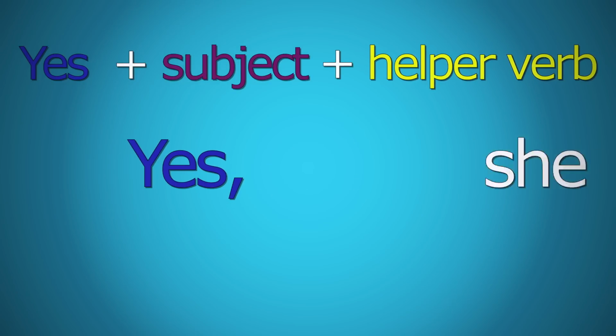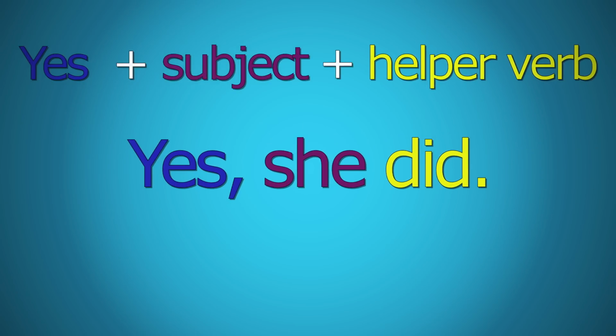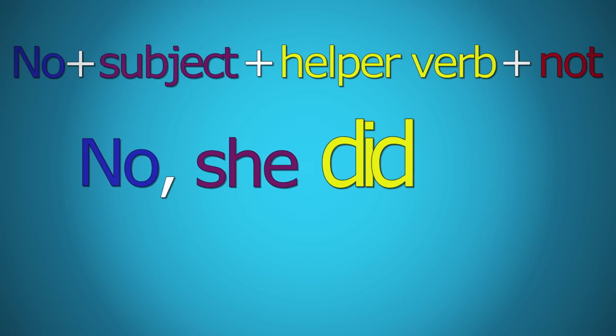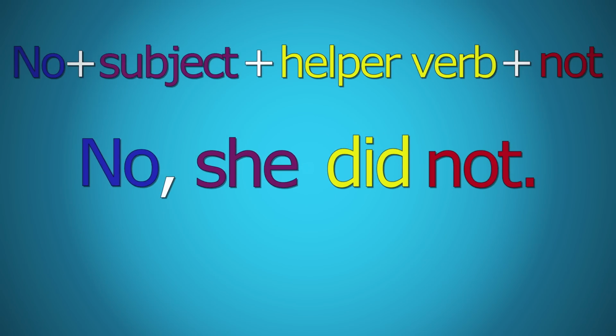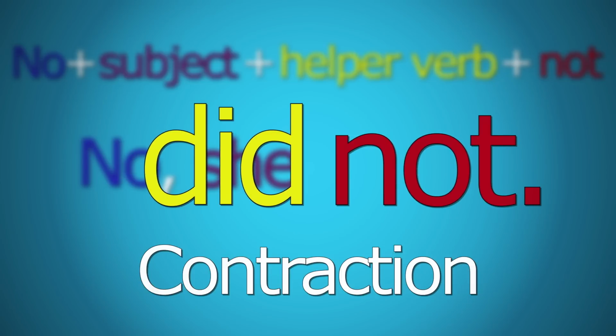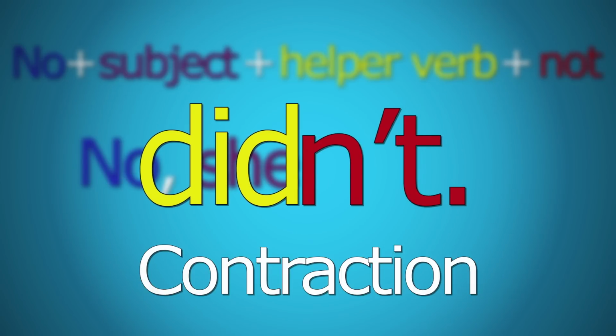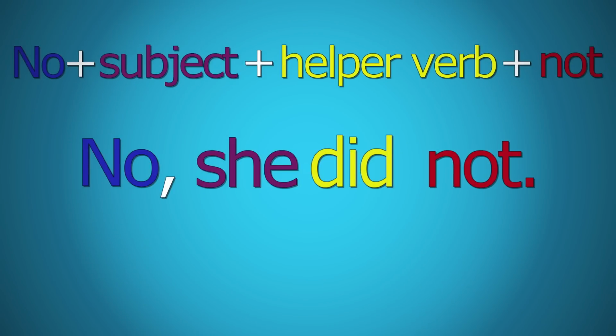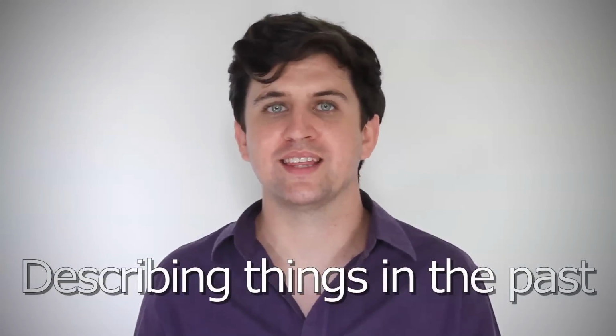So yes, she did. If we want to answer with no, we need to have not. So we can say no plus the subject plus the helper verb plus not. No, she did not. Now, did and not can be put together to form a contraction. And a contraction is when you take two words and you put them together to form one new word, usually with a little apostrophe in there. So did and not form the contraction didn't. No, she didn't.